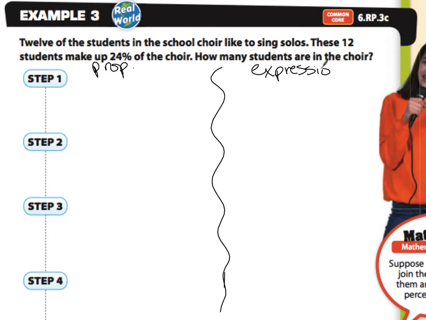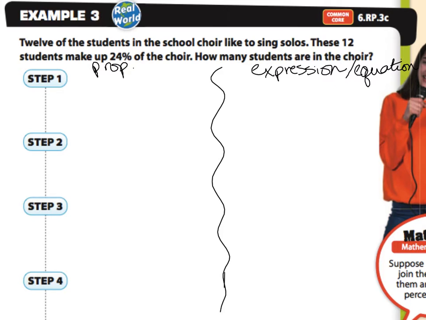An expression and equation. All right, so 12 of the students in the school choir like to sing solos. These 12 students make up 24% of the choir. How many students are in the choir?